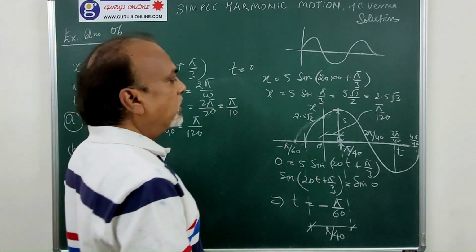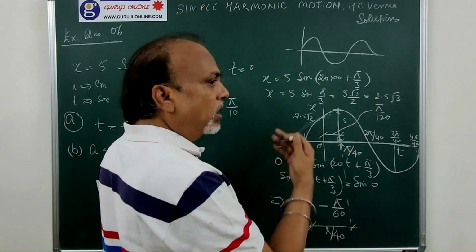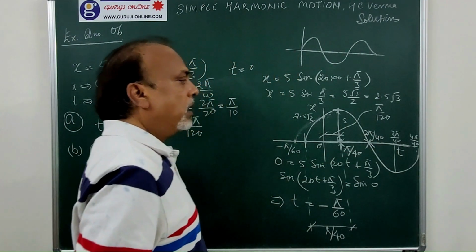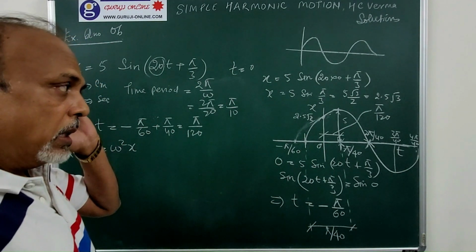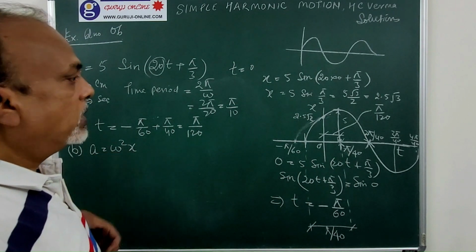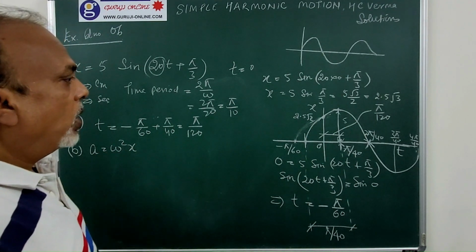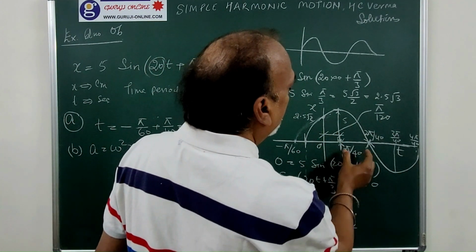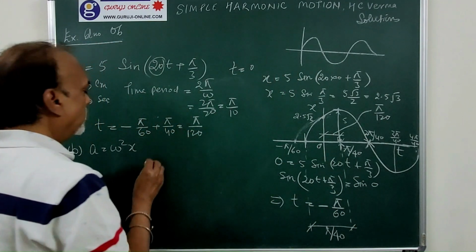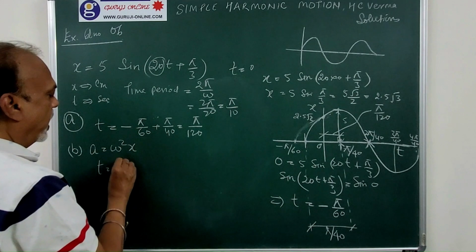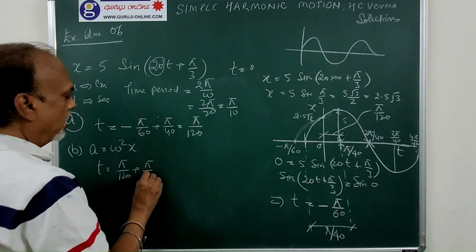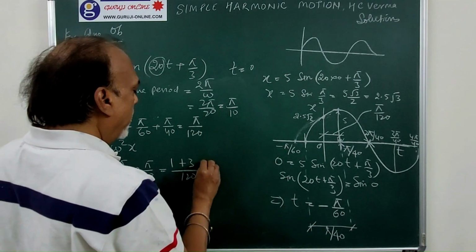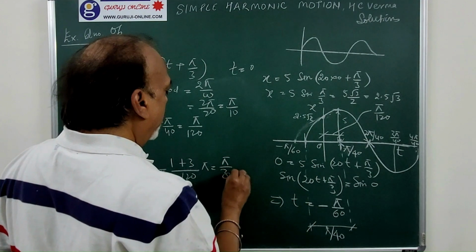x is coming 0 at this point, but this is before t is equal to 0. So what is the next point? This is the point where x is coming as 0. So what will be this distance? This we know is pi by 120, and this we know is pi by 40. Then this t will be pi by 120 plus pi by 40, which will be 1 plus 3 pi by 120, or this will be pi by 30.